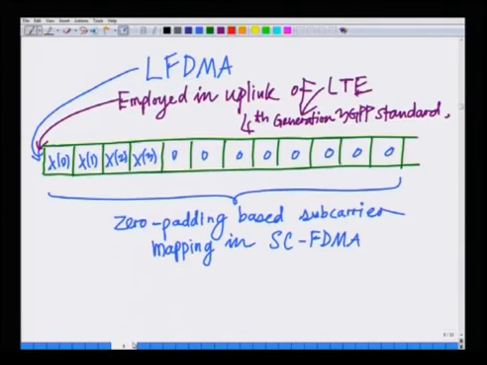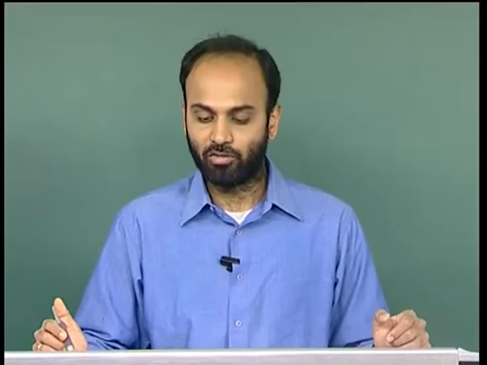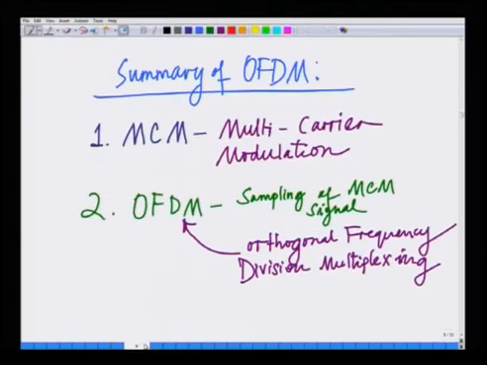And we said the other is to simply use a zero padding, that is stack everything in the beginning and fill the rest of the elements with zeros. This is known as LFDMA, and this is employed in the uplink of LTE, which is of course the 4th generation wireless mobile standard. All right, and with this we concluded our discussion on OFDM.